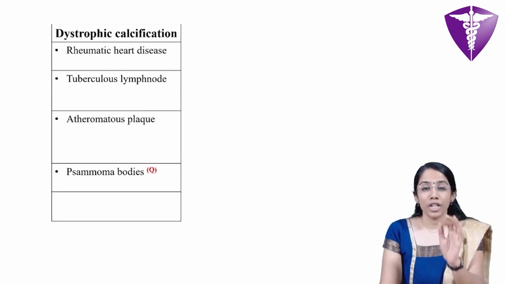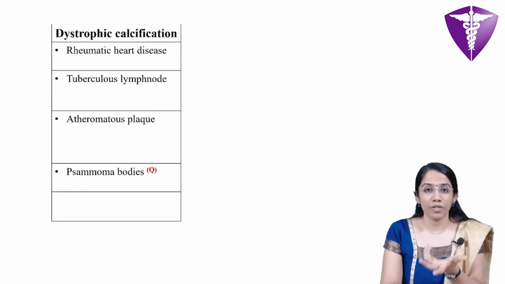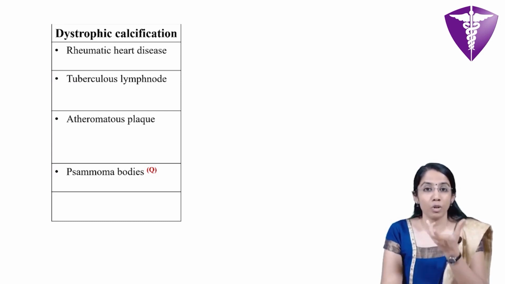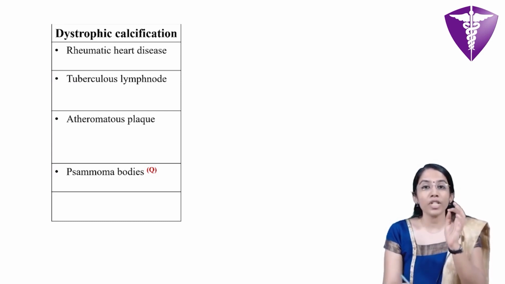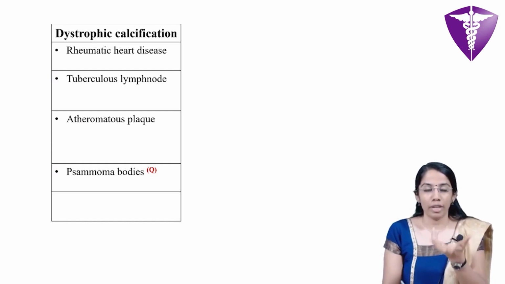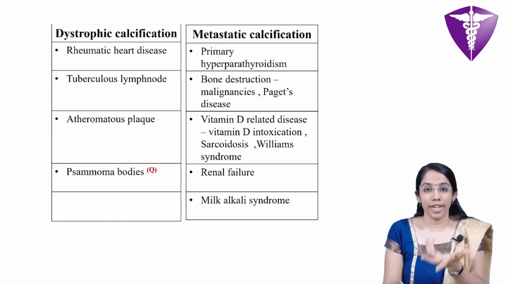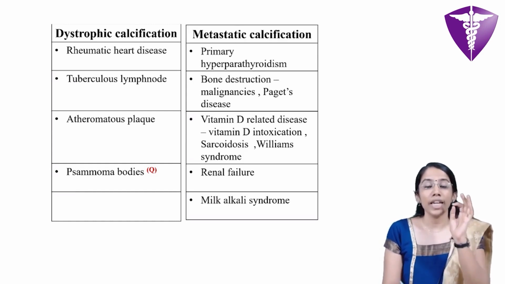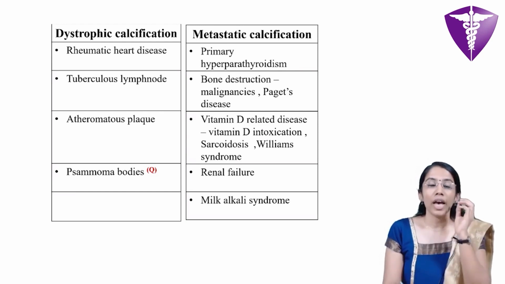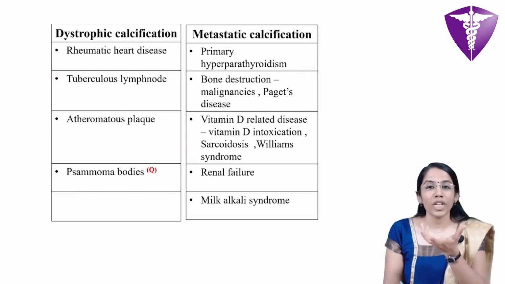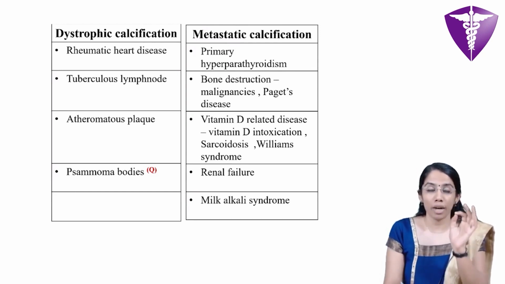The main examples in which dystrophic calcification occurs: one is rheumatic heart disease, in the damaged rheumatic valves. Apart from this, tuberculous lymph node, TB lymph node, especially in areas of caseous necrosis, and atheromatous plaque, and psammoma bodies. Psammoma bodies are lamellated, concentric, calcified structures, which are also an example of dystrophic calcification.